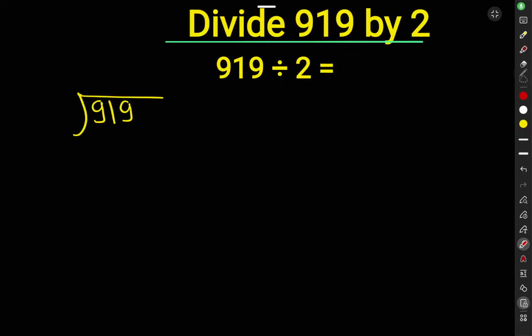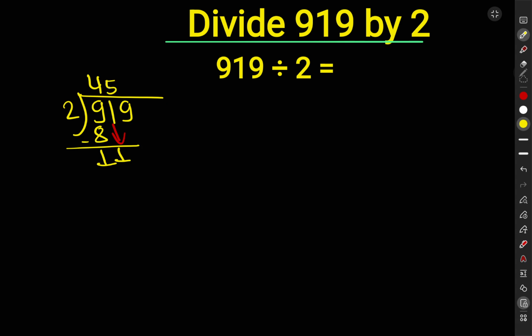We divide 919 by 2 in long division method. So 2 times 4 is 8. On subtracting we get 1.